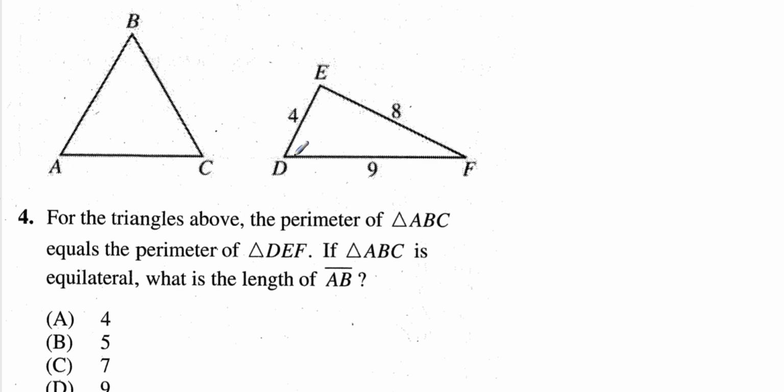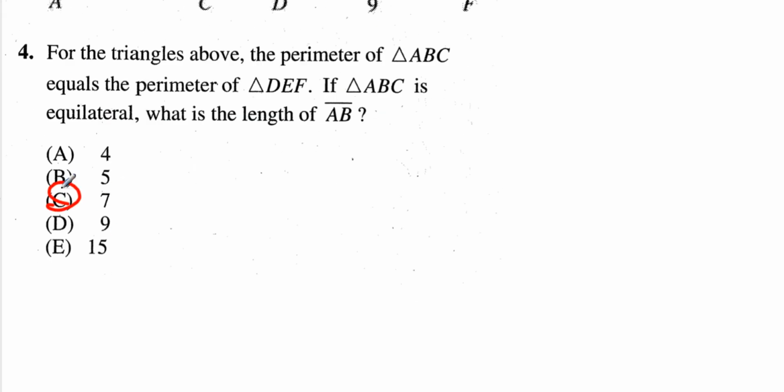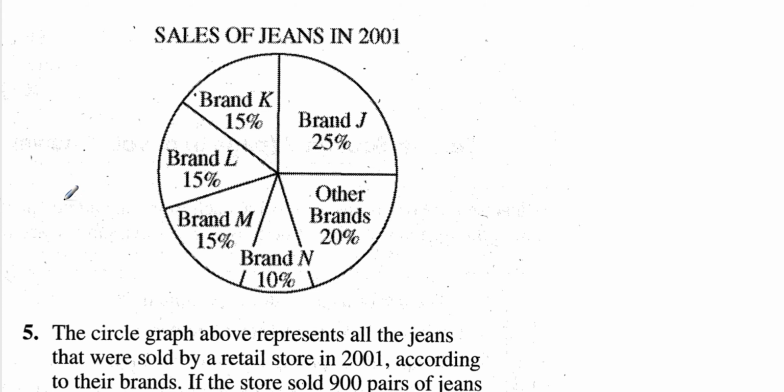Now, number 4. For the triangles above, the perimeter of the triangle ABC is equal to the perimeter of this one. So what is this perimeter? That becomes 12 plus 1 becomes total 21. All right, now, if the triangle ABC is an equilateral, what is the length of AB? So we have to get 21 divided by 3 becomes 7. So we get 7 as our answer. Number 4.